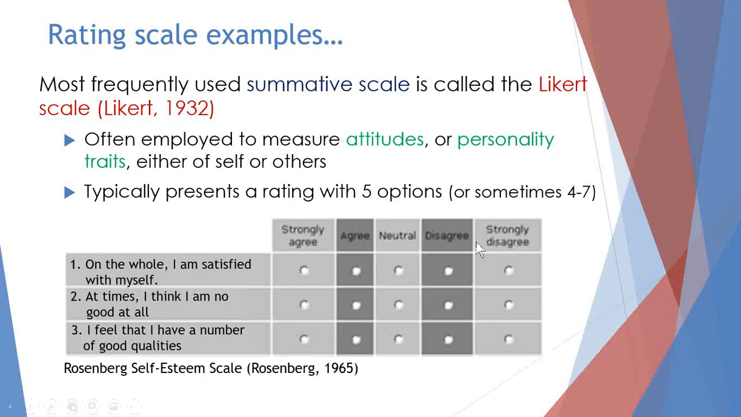And I've got here an example of a Likert scale, 1 to 5. Those items are taken from the Rosenberg self-esteem scale. It actually was a 4-point Likert scale, and it didn't have a midpoint. So these are purely illustrative. And you can see here we assign the numbers pretty easily.